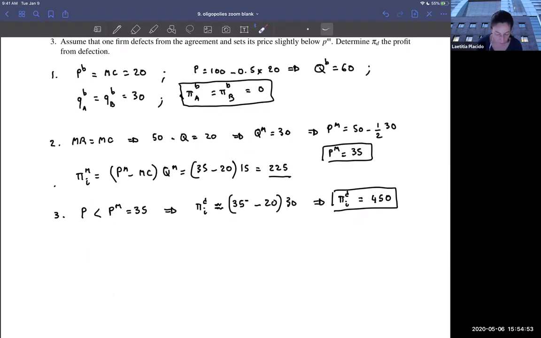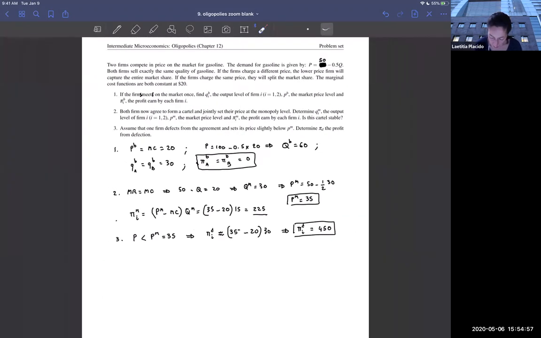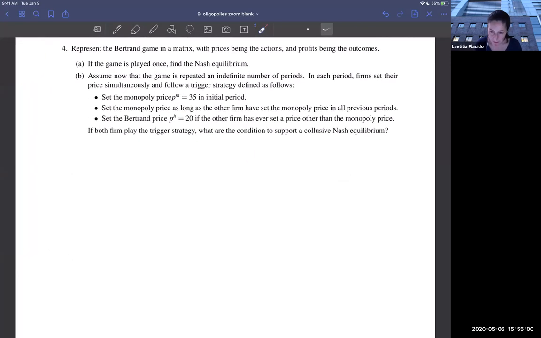All right, so we have the profit from deviation. Okay, so now let's move to question four. That's our last question. Represent the Bertrand game in a matrix, with price being the actions and profit being the outcome. Okay, so here we have calculated the profit when both firms behave as in Bertrand. We have calculated the profit they get if they coordinate on the monopolist equilibrium, and we have calculated the profit from deviation. Okay, so with all this information, we will be able to represent the matrix of the game.